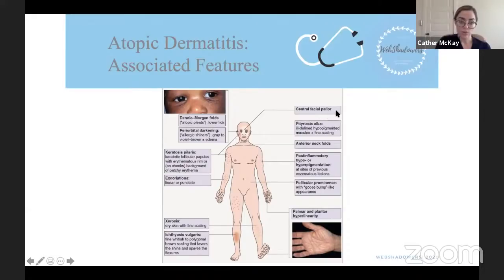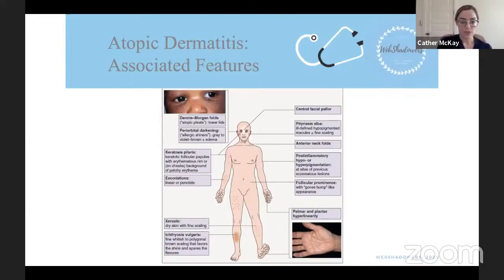And then central facial pallor, and pityriasis alba, so those hypopigmented patches that our patient Daniel had on the face, is a pretty good sign of eczema. And that's common, actually. Sometimes that's the only thing the kid has. So we see that as pretty common. Prominent anterior neck folds. Keratosis pilaris is a stigmata of eczema. And it's really common in the general population as well.